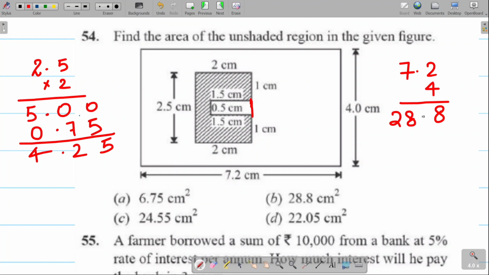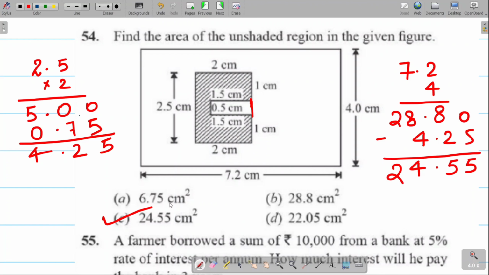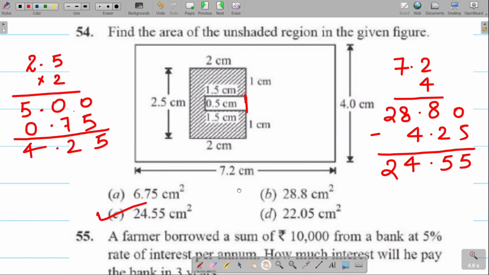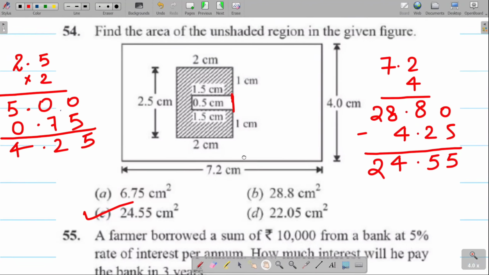We will subtract this shaded region from it. It will be 4.25. Now 10 minus 5 is 5, 7 minus 2 is 5, 8 minus 4 is 4, and this is 2. So this is only in option number C, so it will be my correct answer. I hope I have made sense and you guys would have followed along the way.